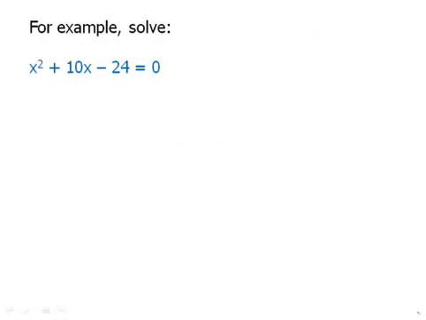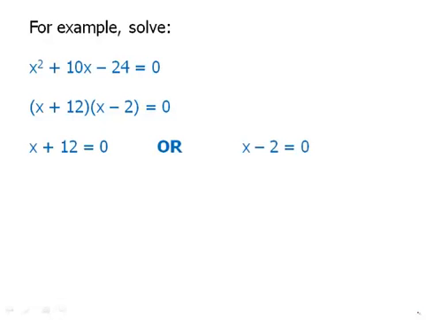Okay, now we're ready to solve. So the first thing we're going to do is factor. And we can do that from our factoring lessons. Now we're going to apply the zero product property. So if we're multiplying two things to get 0, it means either one equals 0 or the other equals 0. Now we have two mini equations. We solve them in parallel, and we get that x equals negative 12 or x equals 2. And those are the two solutions to that original equation.